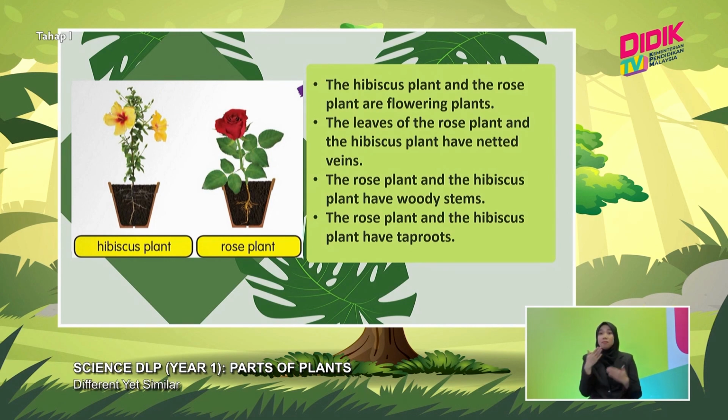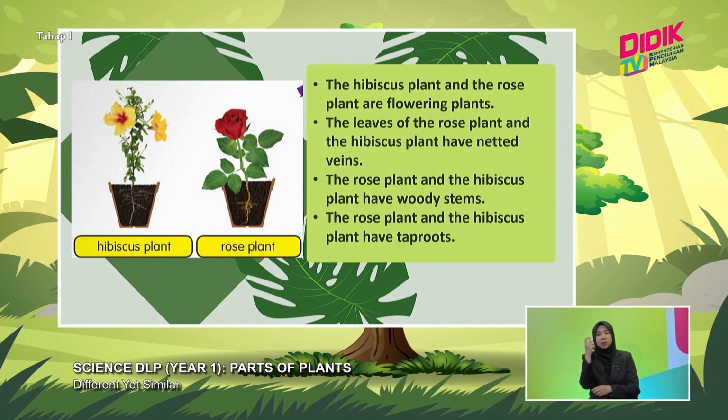You can see the veins there, right? So this we call netted veins. And then the rose plant and the hibiscus plant have woody stems. Here you can see clearly it's a woody stem. If you can break it easily, that's what we call a woody stem. And then the rose plant and the hibiscus plant have tap roots.